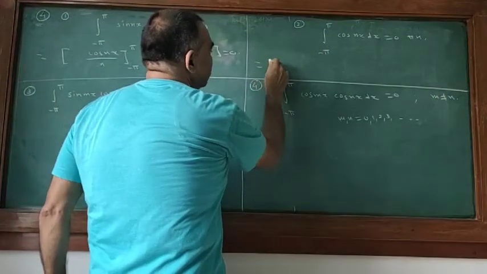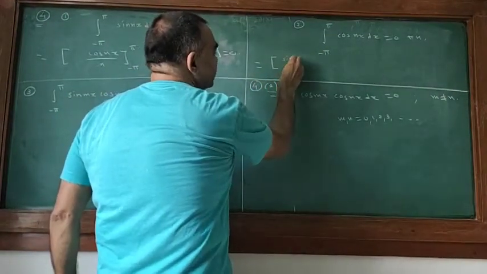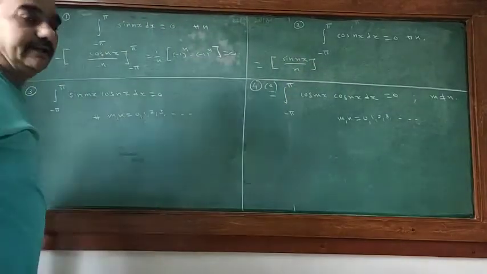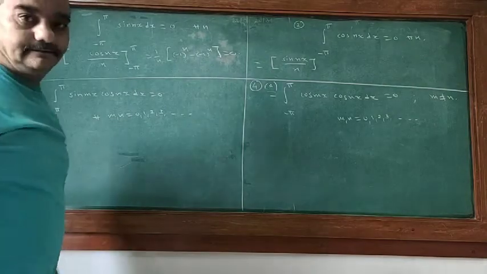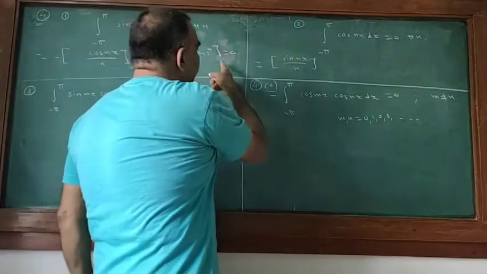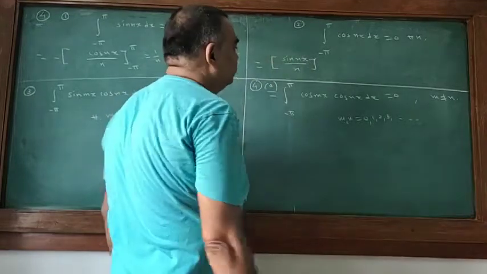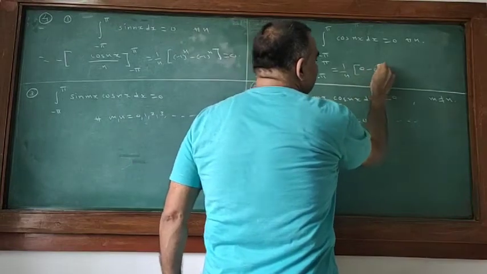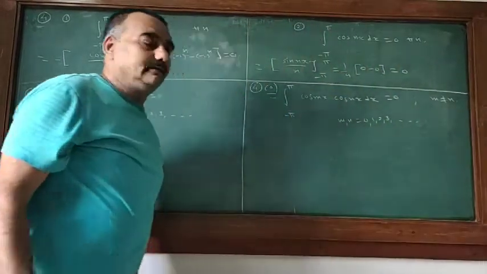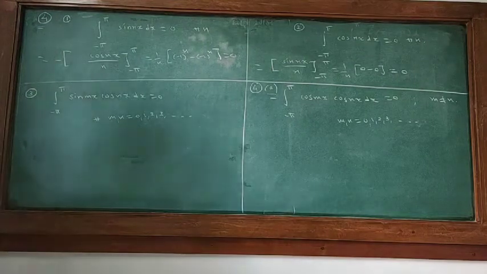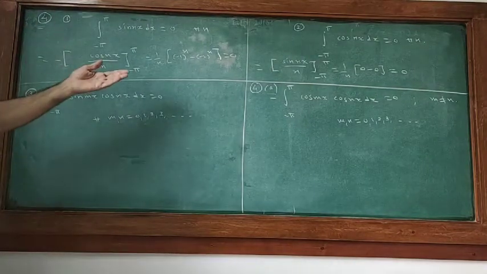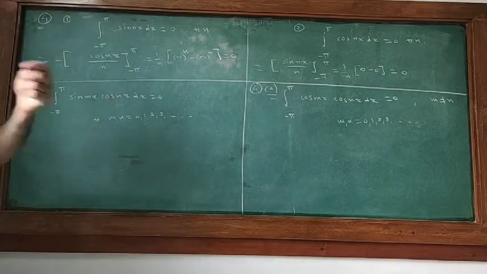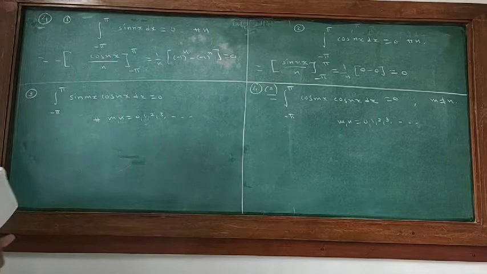In this one, this is equal to sin nx upon n. Actually, the minus sign is there because we integrate here by sin. But the value is 0, therefore it has no meaning. From minus pi to pi, 1 upon n. Therefore this is 0, because sin pi, sin 2 pi, sin 3 pi, whatever, will be 0.